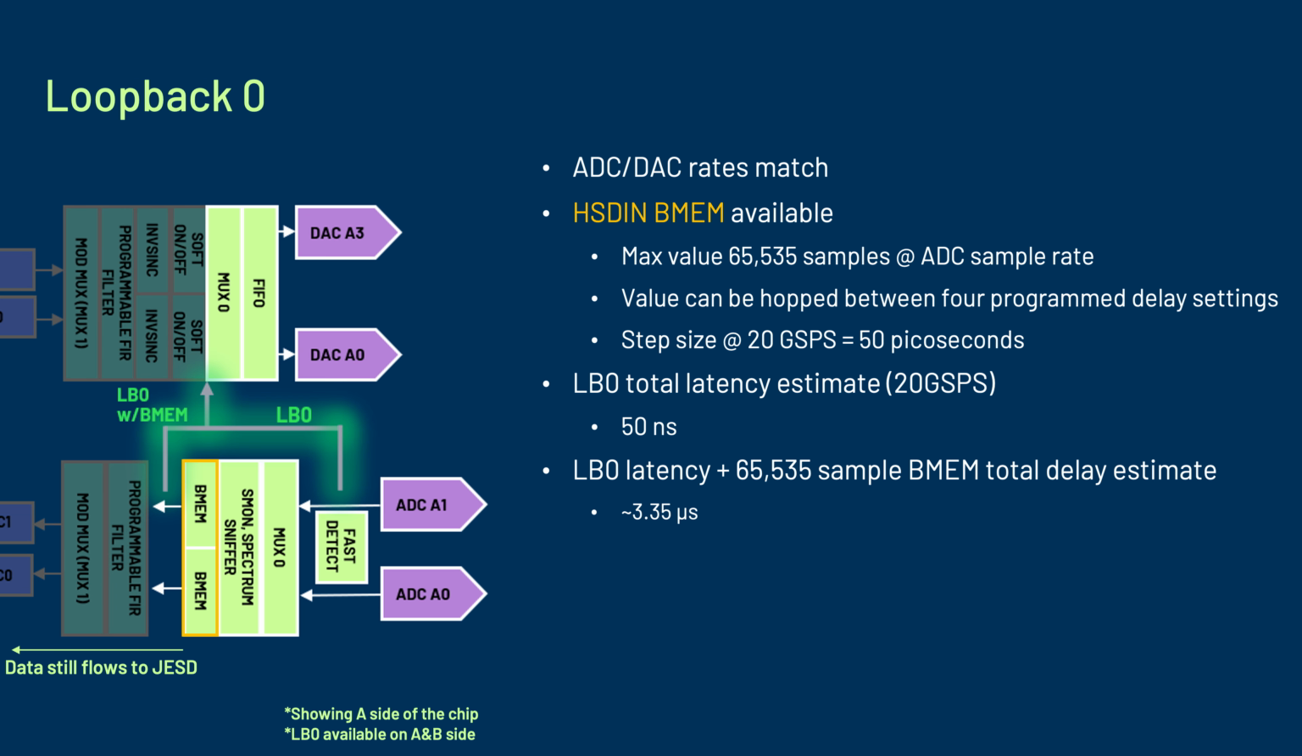It is the path with the least latency. The data out from the ADC FIFO is looped back to the transmitter DAC FIFO. The ADC DAC data rates must match to use this feature. The HSD and BMEM block is available to add delay. The step size is 1 over the sample rate. At 20 gig, it's 50 picoseconds.